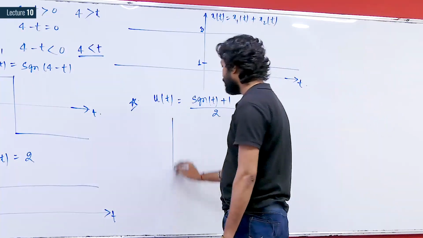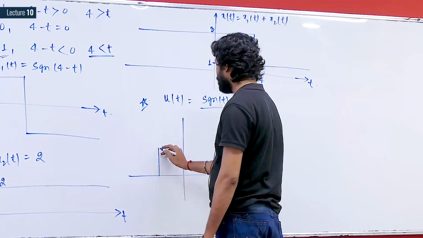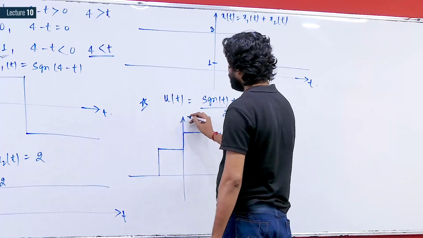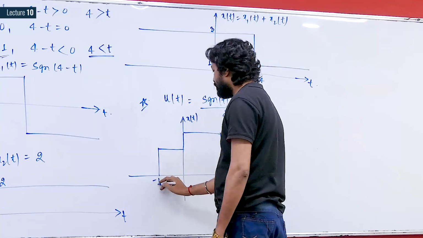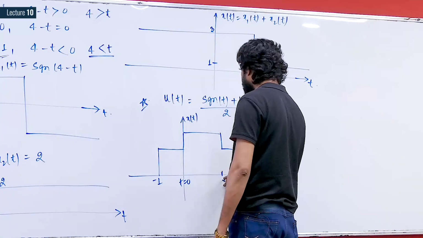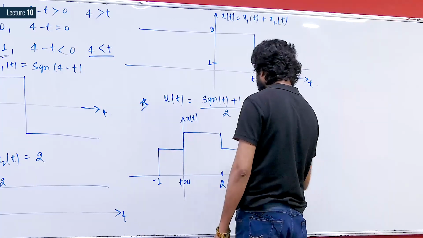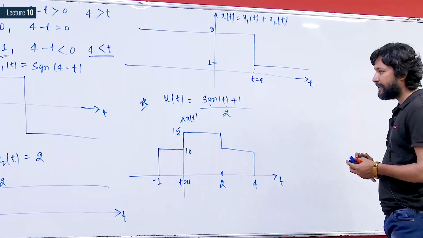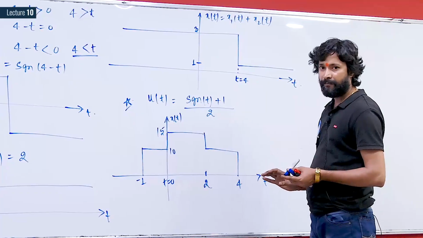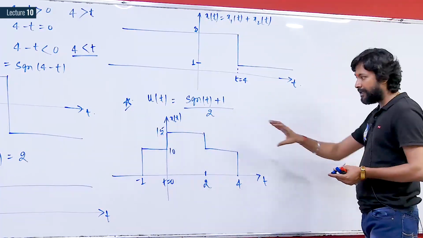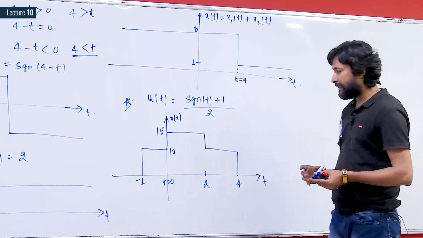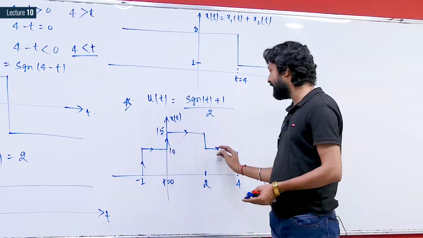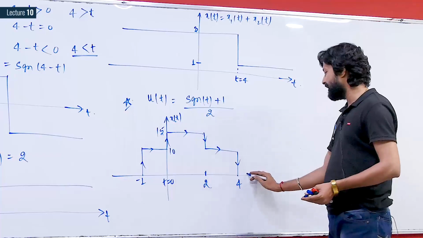Suppose you are given a signal x of t like this, having values starting from t equals minus 1, then this point is 2, this point is 4 with respect to t, and let the values be 10 and 15. If you have to represent this given signal x of t in terms of a signum function, we must first write this function in terms of step functions. If we are able to write this function in terms of step functions, then we can convert all of those step functions in terms of signum functions.